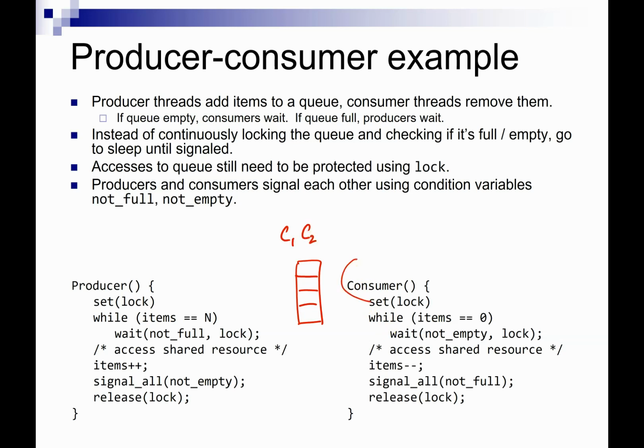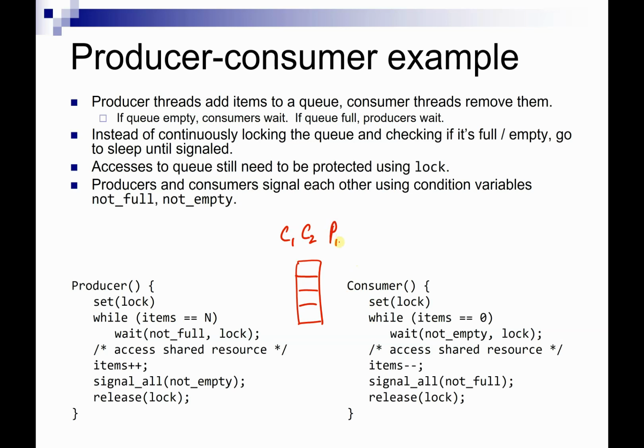Right. So he also sets the lock. He also checks whether it's empty or not. It is empty, right? So then this consumer 2 is also going to start waiting, and when he waits, he's going to release the lock. Okay, so then later you could have a producer thread come.